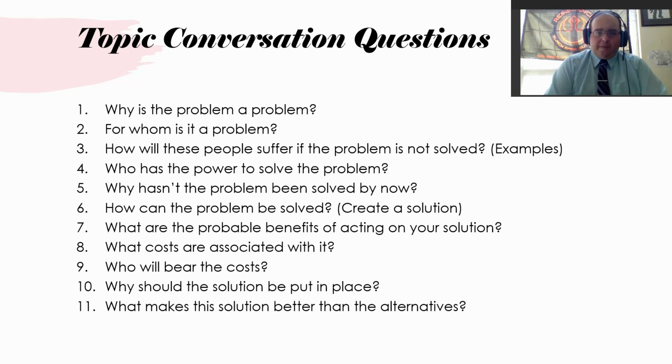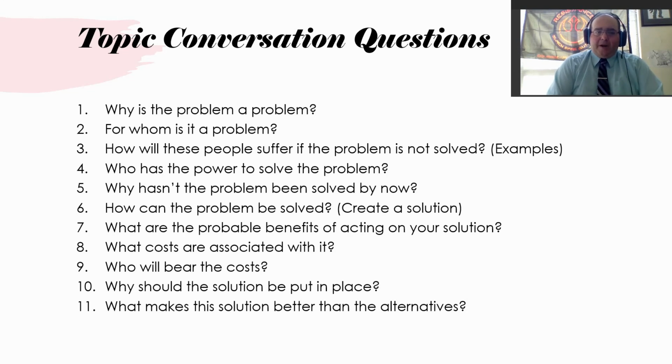For whom is it a problem? That's actually going to dictate who your audience is. Partially. It's also going to determine who you're speaking on behalf of. Third, how will these people suffer if the problem is not solved? Think of some examples of how it's going to affect that larger community if the problem does not find a resolution. Number 4, who has the power to solve the problem? Who can make the decision, or who can provide whatever resources are necessary to implement a solution?